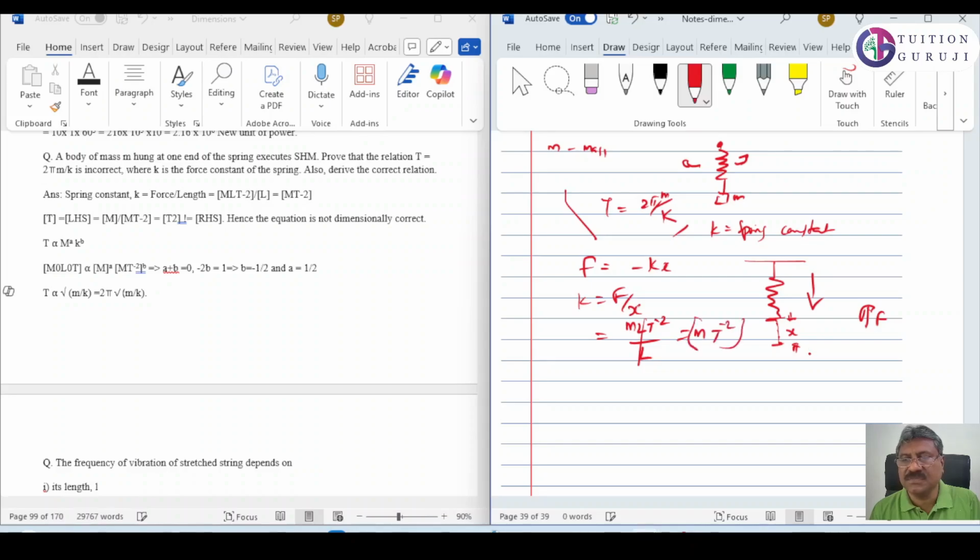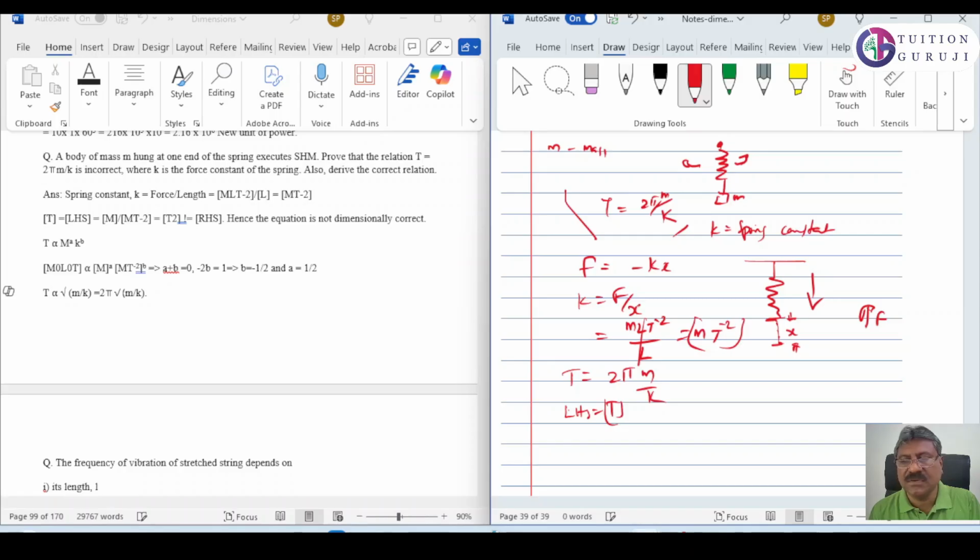MT raised to minus 2. So k is MT raised to minus 2. Okay. So the expression is T is equal to 2 pi root m by k. T is actually the time period. Therefore, left hand side LHS is equal to T.